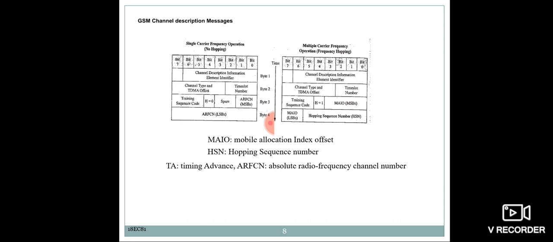So, that is known as one more parameter you are able to see on the screen, the access grant channel, which instructs the mobile station to switch to the allocated signaling channel. Next is the service request. ARFCN is nothing but the absolute radio frequency channel, and MAIO is the mobile allocation index offset. TS stands for timing advance, and HSN stands for the hopping sequence number.